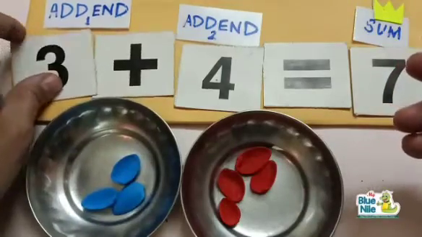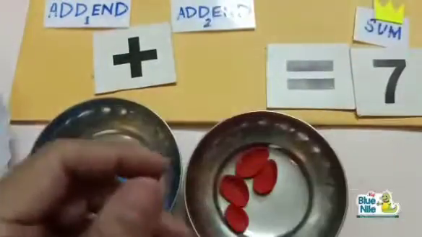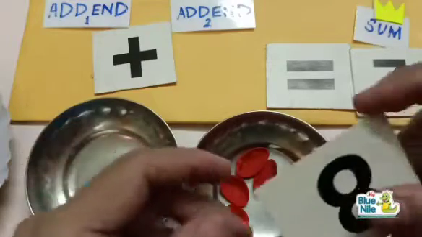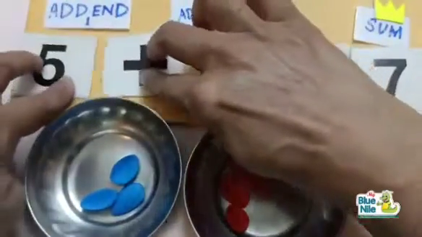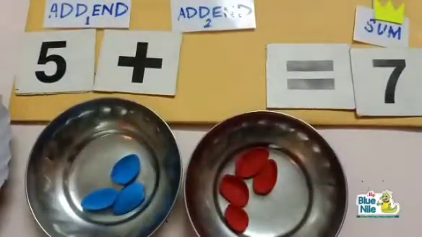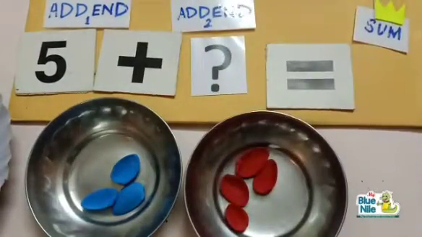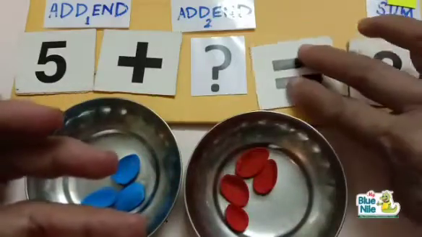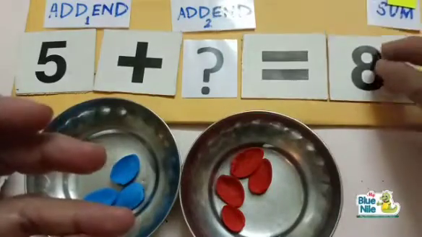Now let's go to the next question, where we'll give the addend 1, which is 5. Okay, addend 1 is 5, and we don't know what is addend 2, but the answer to this is 8. So we have given the answer. Okay, so 5 plus dash is equal to 8.